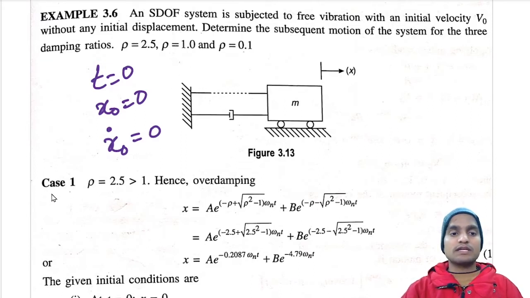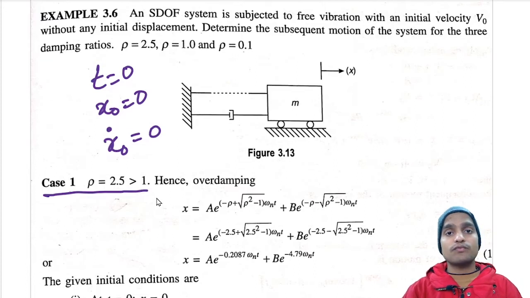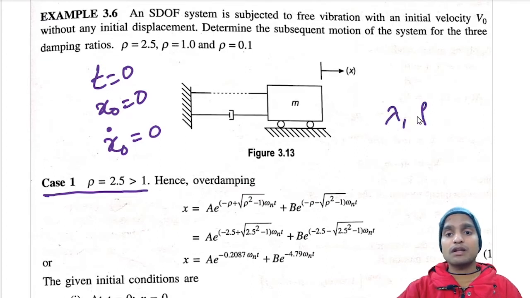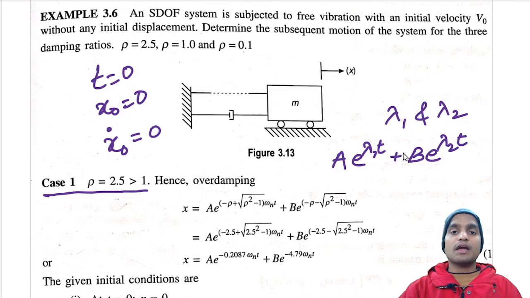So let's take first of all case 1, when rho value is equal to 2.5 and it is greater than 1. So it's a case of overdamping, and in overdamping there is no vibration, there is no oscillation, there is just exponential decay of the amplitude term. And we have two distinct values for lambda here, lambda 1 and lambda 2, for the solution of the characteristic equation, and x will be equal to A e to the power lambda 1 t plus B e to the power lambda 2 t. Okay, and lambda 1, lambda 2 we have calculated are equal to minus rho plus minus root under rho square minus 1.